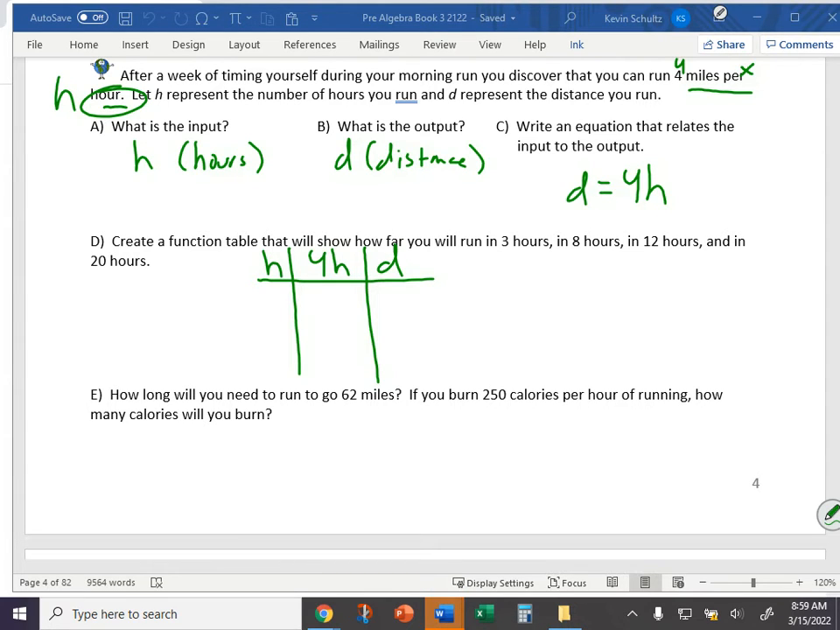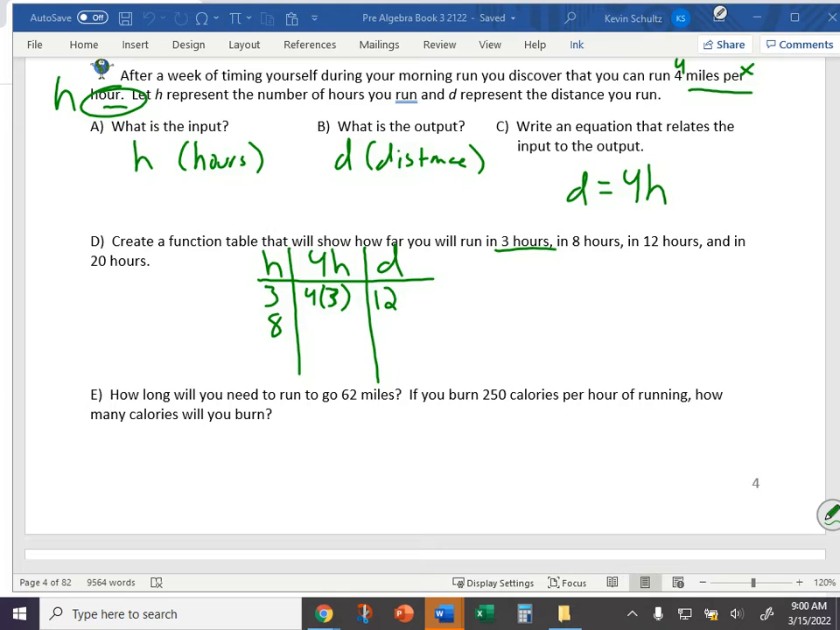Okay? So how far will you run in 3 hours? How do we calculate that? What do we do? Tony? 4 times 3. Or 3 times 4. And how far is that? What's the output? 12. In 3 hours, you will run 12 miles. What if you run for 8 hours?